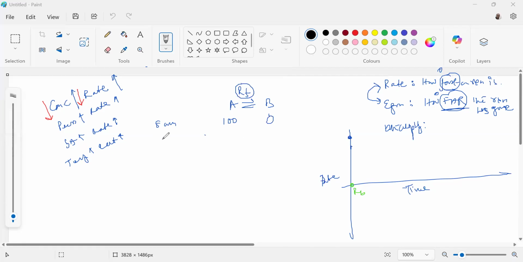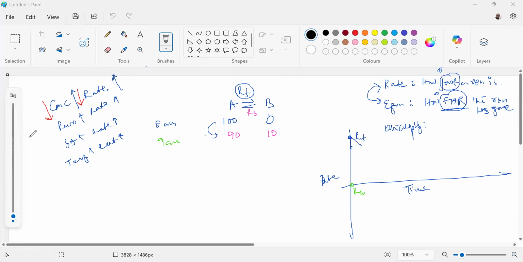Now at around 9 a.m. you have gone to the lab. Suppose 10 got transferred, so it is 90, 10, right? So the rate of the forward reaction will decrease or increase? It will decrease, right?